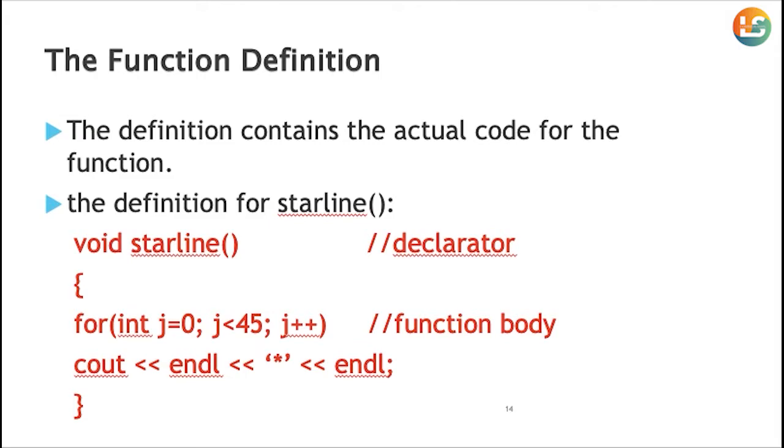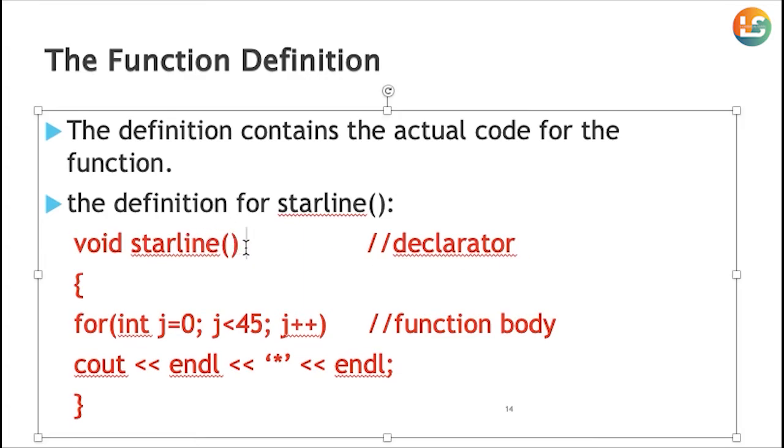The definition contains the actual code of the function. The definition of the star line would be something like this: your first line should be the same as your declarator, as your declaration line, except the semicolon will be missing. For your ease, you can also copy the same line, so there is no ambiguity. Afterwards, you use brackets as you do for main. How can we write the main function? void main, brackets, then curly brackets, and within the curly brackets you write all the code.